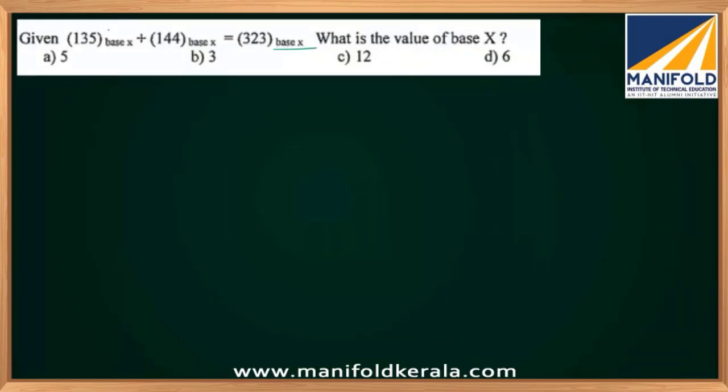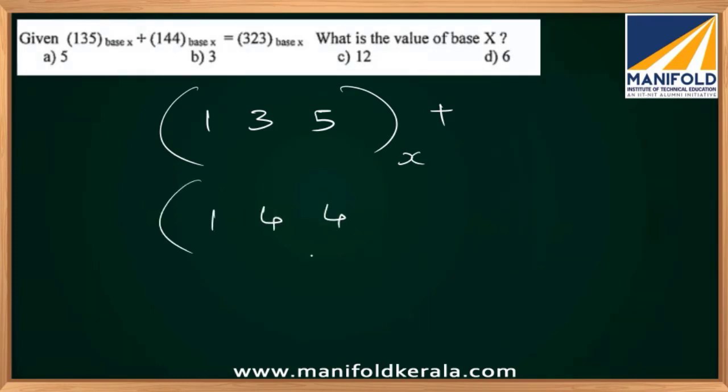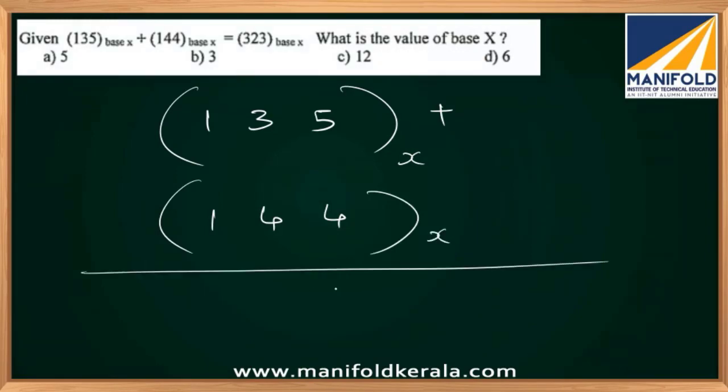So in which base is this particular equation valid? When I add 135, I don't know what base it is, and when you add it with another number in the same base, 144, let us concentrate on the unit. They are saying that you are getting 323 in that particular base, right? Now tell me this one. When you add 5 and 4, what is the actual result you are getting? In decimal, 5 plus 4, the result is 9. But instead of 9, you are getting a 3 here. So that means when you subtract the base from here, you will get the number which is required here. So what should be this base x that has to be subtracted from 9 to get a 3 here?